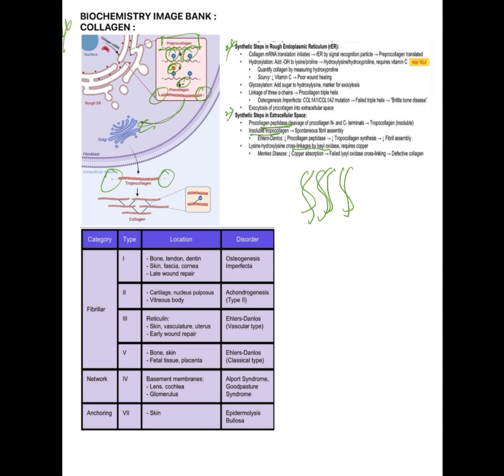The first step, where there is hydroxylation, if there is a defect, then we'll see that defect in scurvy, due to deficiency of vitamin C, where there is poor wound healing and a variety of bony deformities which you see, because hydroxylysine and hydroxyproline require vitamin C. Also, the second important thing was the linkage of three alpha chains, and a defect in COL1A1 or COL1A2 leads to the defective linkage of these alpha chains, which is seen in osteogenesis imperfecta, which is also called brittle bone disease.